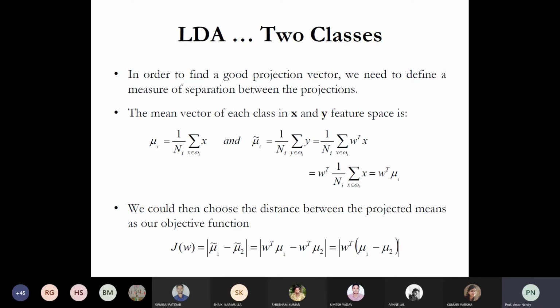As I already told you, you'll have to maximize the between class scatter. It means that you'll have to choose the distance between the projected means, because there should not be any overlapping between these two classes. So whenever you are going to apply PCA, LDA, you just do the scatter plot, and you are going to project all the data points into a lower dimensional space, and you just plot it.